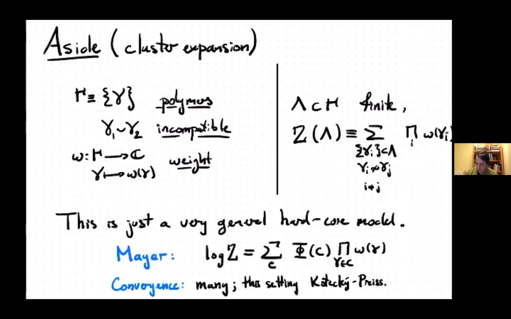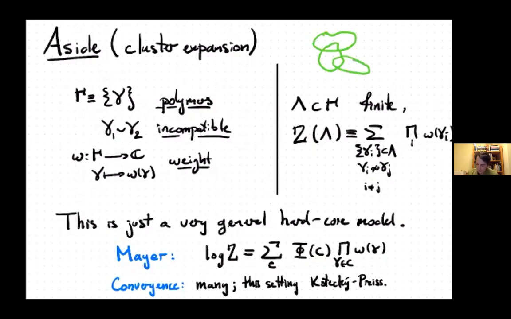So that's a polymer model, and the cluster expansion, if you like, is this result due to Mayer, who said the logarithm of the partition function is a sum over connected clusters, some combinatorial factor called the Ursell function associated with the cluster, times the product of the weights in the clusters, where a cluster means that if I have some polymers A1, A2, A3, they're all connected by this incompatibility relation. So this is a possible cluster.